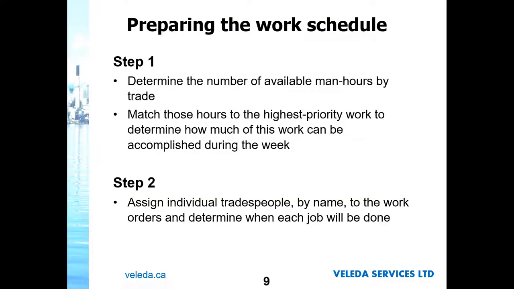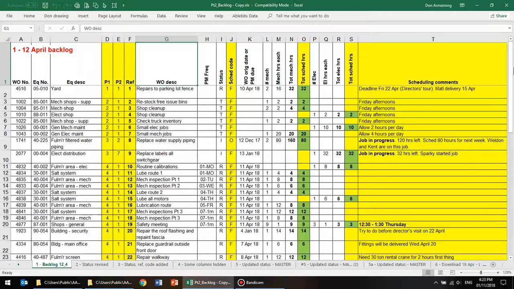There are 2 steps to create a detailed weekly work schedule. The first is to determine the number of available hours in each trade, and then match those hours to the highest priority work to see how much of it can be accomplished during the week. That's a very good start. The next step is to assign individual tradespeople to the work orders and also determine when each job will start and end. So this is the result of the first step.